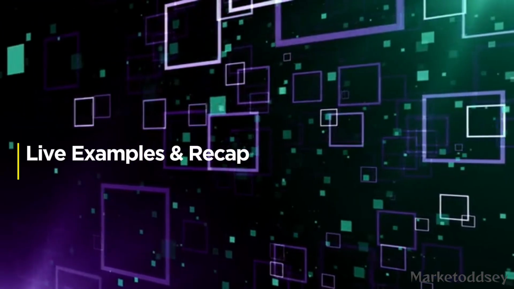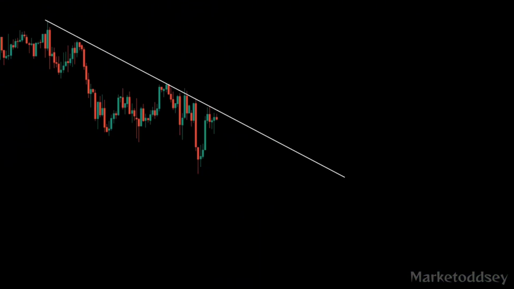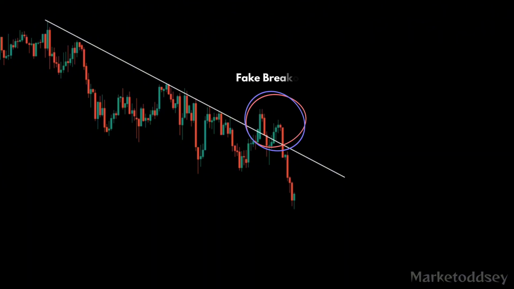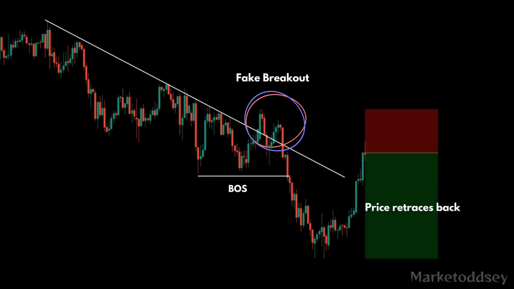Live examples and recap. Let's bring it all together with a quick live demonstration on the chart. Notice the tiny candles poking below the line. That's a fake breakout. Then watch as big authoritative candles push through, the real deal. Finally, see how price comes back, touches the line, and rockets higher. That's your continuation setup in action.